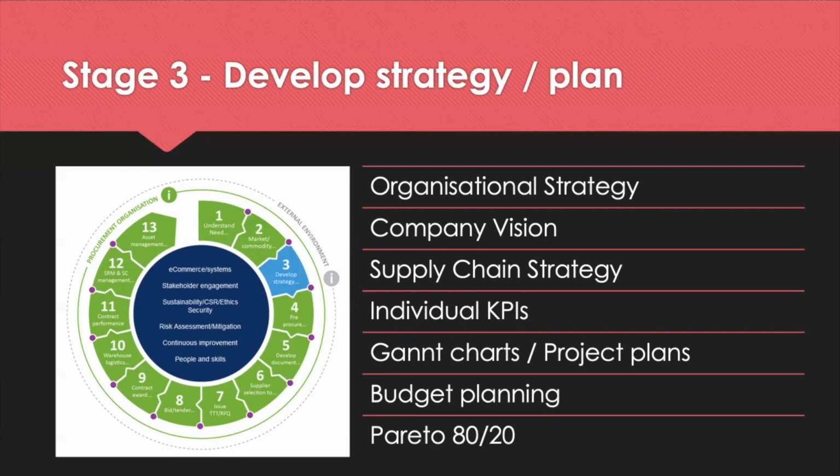But also when you're developing your plan and strategy, you should be looking at your Gantt charts and project plans so you can start to map out what needs to be done by who and by when. And securing the budget and planning for that. And at this point as well, the amount of time and effort you give to developing a strategy and plan will depend on the importance of the product or service to your organisation. So using Pareto at this point helps you to prioritise using an 80-20 rule.